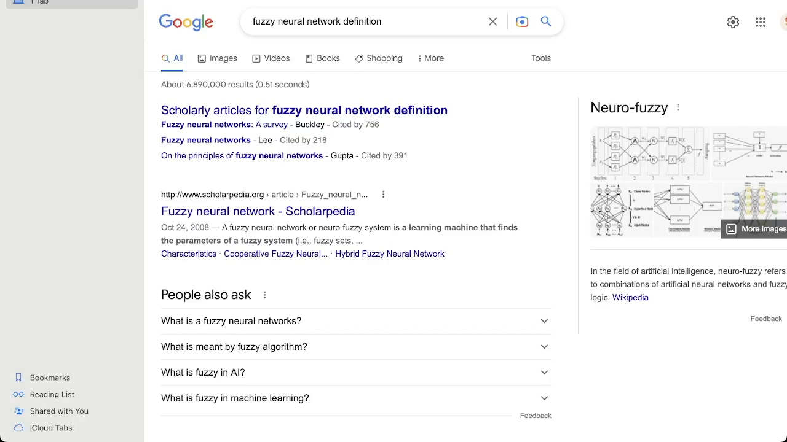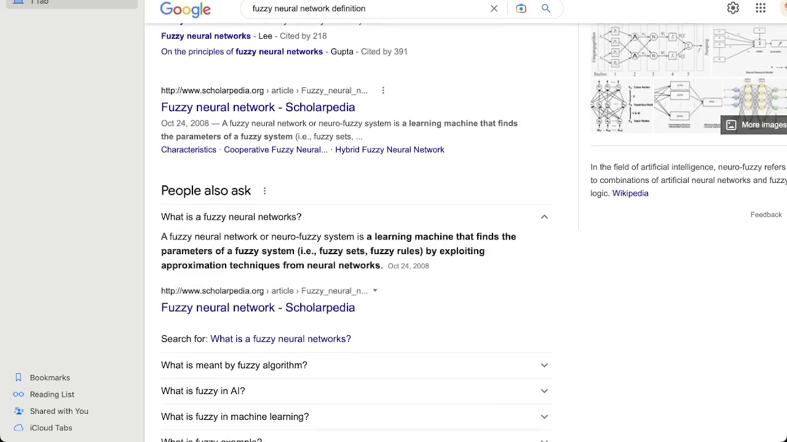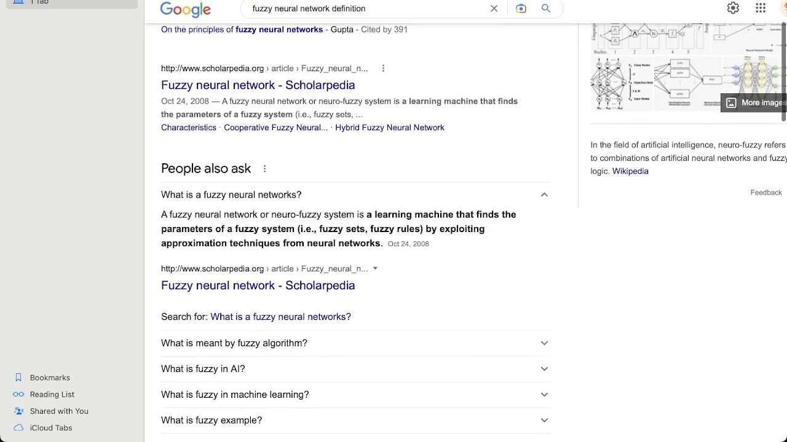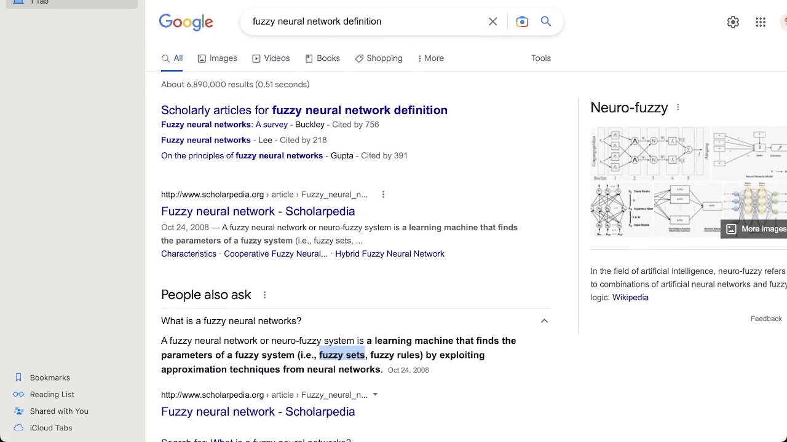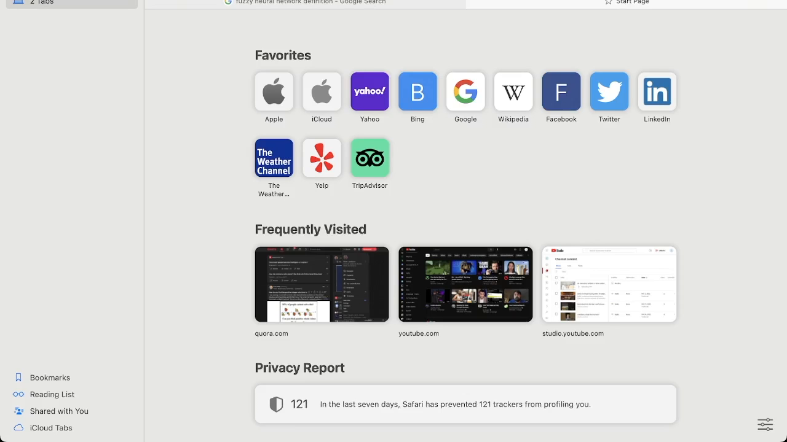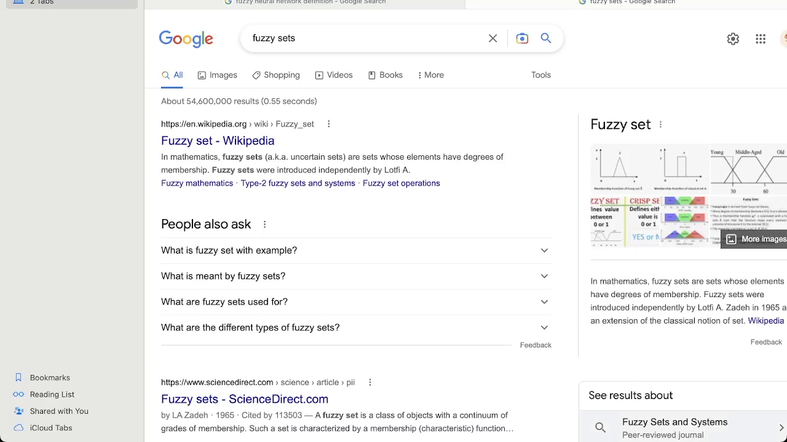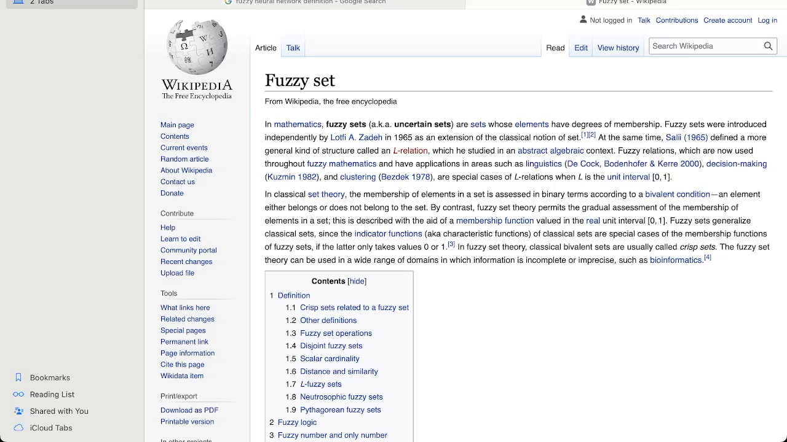Hello there. So recently I've been developing my problem a little bit better and understanding some important concepts in machine learning. So I looked into this and found a learning machine that finds parameters of a fuzzy system, which fuzzy sets is an important concept in biology learning for neural networks and is a key aspect in neural psychology.